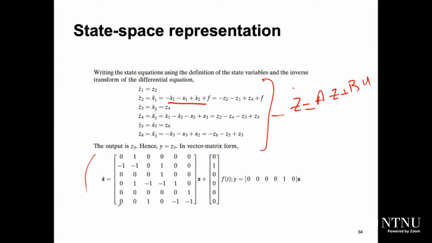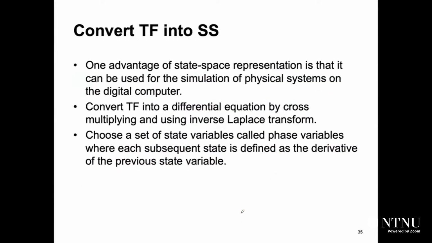As you can see here, this one is 6 times 6, and we have six states. So the state vector is 6 times 1, right? To convert the transfer function into a state space representation, one advantage of a state space representation is that it can be used for simulation of physical systems on digital computers. We can work in the time domain with just a very simple for loop, and we can simulate any system in the time domain. Convert the transfer function into a differential equation by cross multiplying and using inverse Laplace transform if you want.